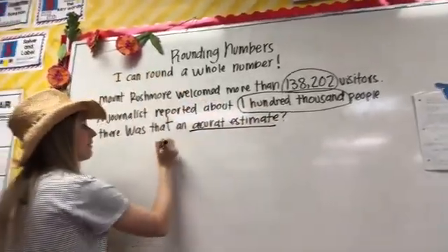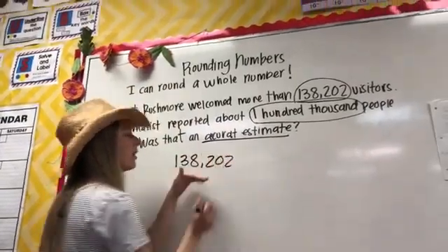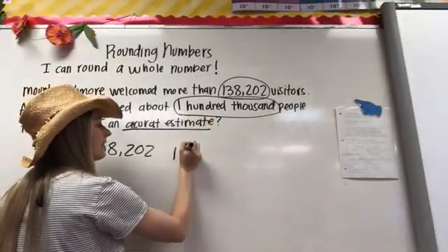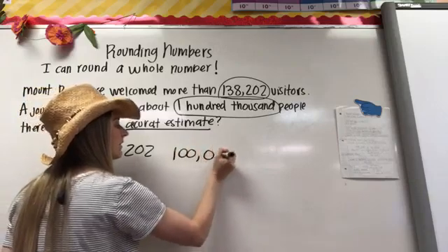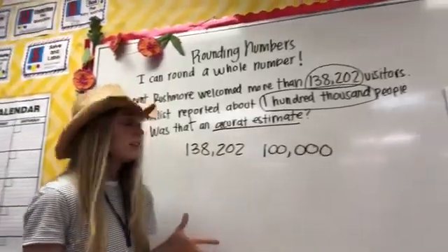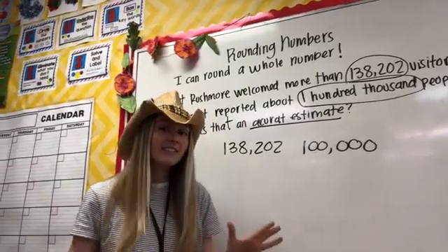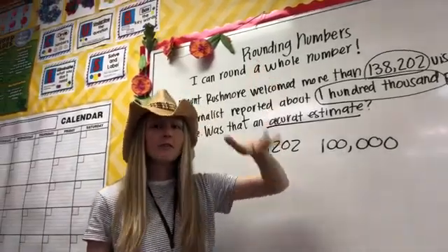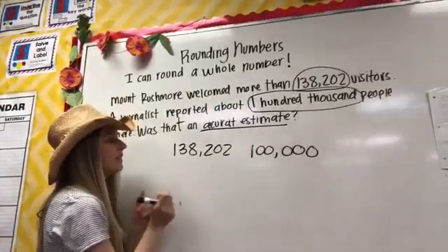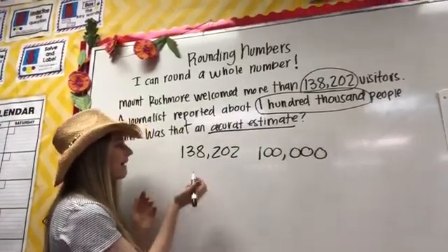So let's start here. So Mount Rushmore, let's take our number 138,202, our original amount of visitors, and we want to know if the estimate of 100,000, so let's write that in numbers, 100,000. We want to know, is this an accurate estimate? Okay, so we could do that by rounding, okay? Remember, 5 and up, you go up. Anything 4 and lower, the number stays the same. So if we wanted to know if this was a close estimate, we could take our numbers and round them.